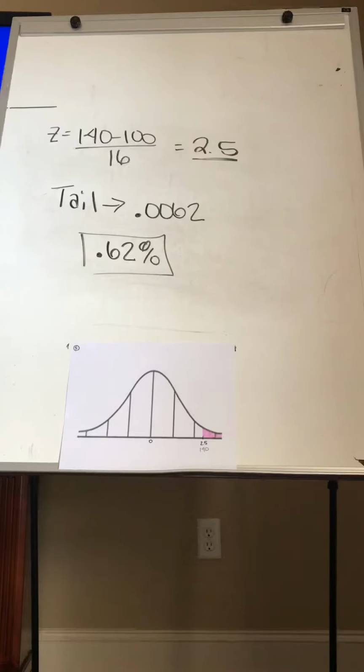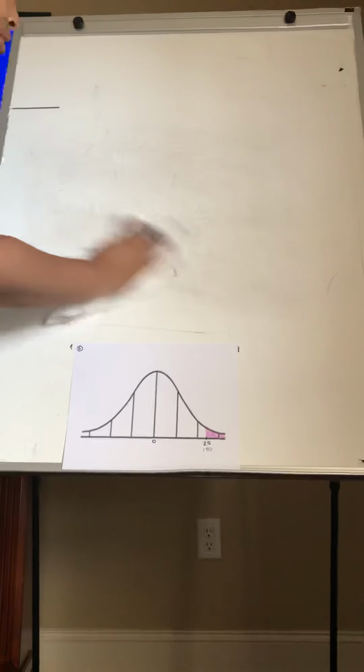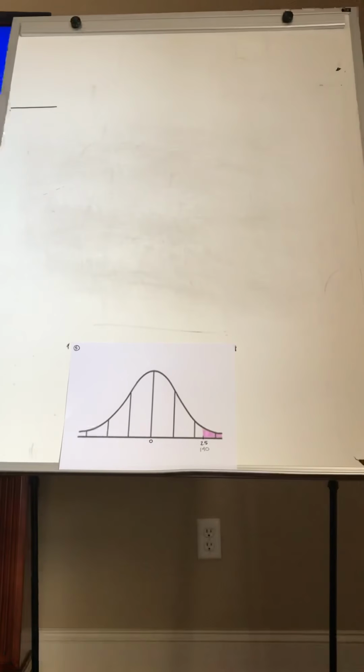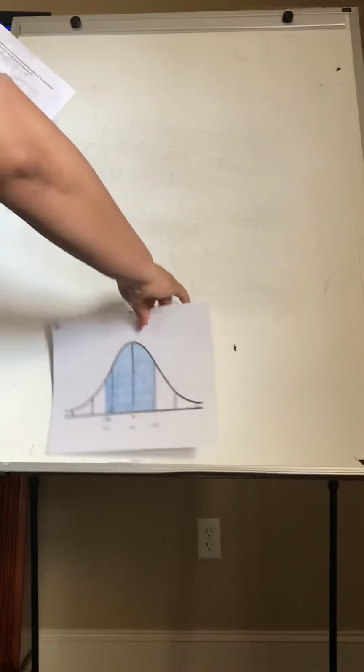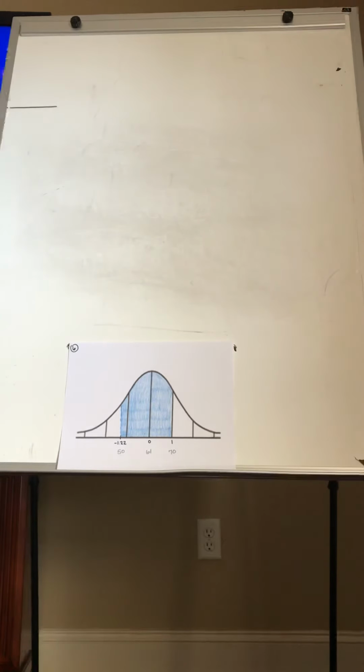Now number 6 and 7, we're changing our theme from IQs and z-scores to running a race. So on number 6, it says, the times of the finishers of the New York City 10K run are normally distributed with a mean of 61 minutes and a standard deviation of 9 minutes. Determine the percentage of finishers with times between 50 minutes and 70 minutes.